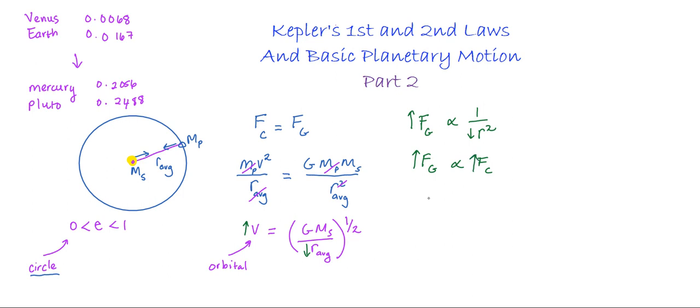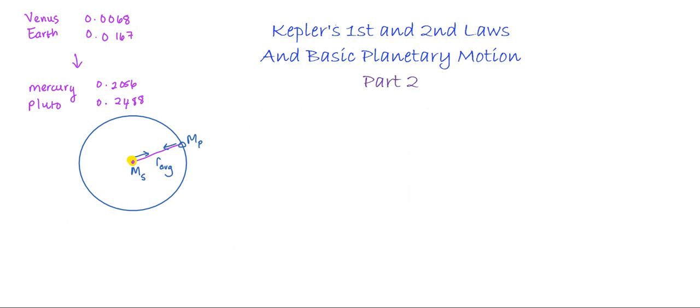And finally, we can say that the centripetal force is proportional to the velocity squared. So when the centripetal force is larger, the velocity will be larger as well, which supports Kepler's second law, which is great. Now let's take a look at this from an energy perspective, which takes a little bit more math and analysis. Let's start with an analysis of the gravitational potential energy of this interaction.